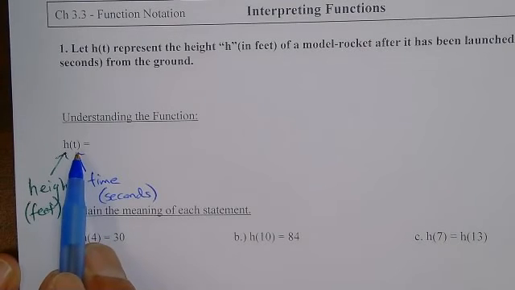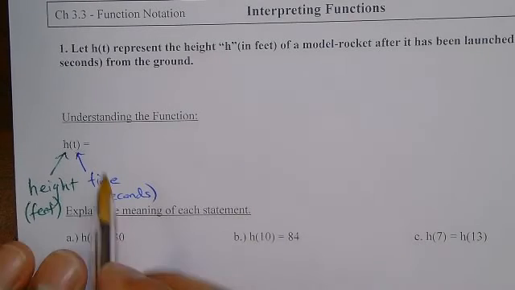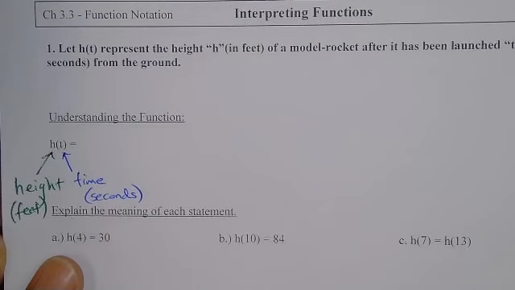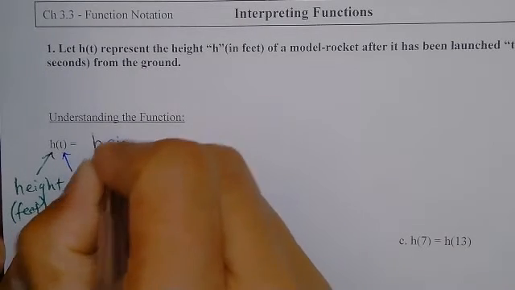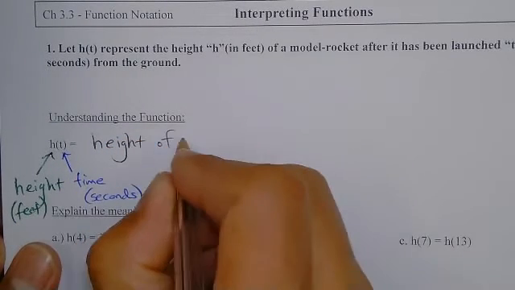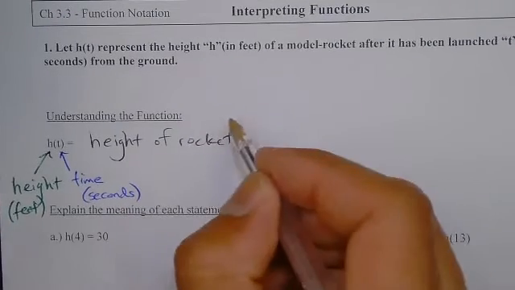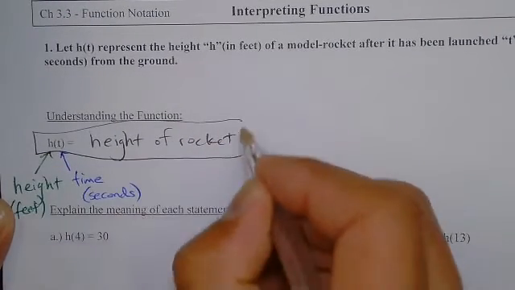What does h of t equal? What does it mean? I wrote it. I'm just asking you again. What is h of t? What is this function, according to what you understand so far? This function of h of t is going to represent what? How high is the rocket? The height. The height of the rocket. All right? I know there's other little variables here. Okay. So that's what this function is right here.